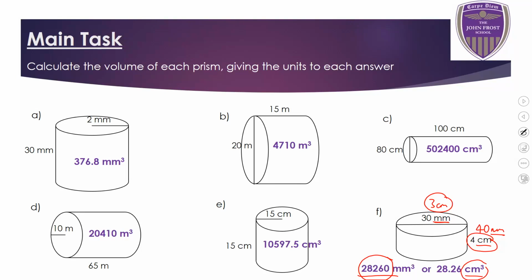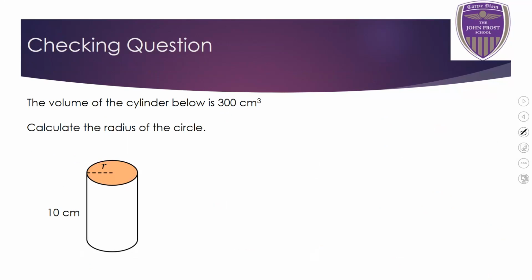All right, hopefully I've got enough time left in this video just to quickly go through the checking question review as well. So pause the video, copy the diagram down, have a go at it, press play when you're ready to go through it. All right, so this one's working backwards a little bit. It says the volume of the cylinder is 300 centimeters cubed, calculate the radius. The radius has been labeled as r here.